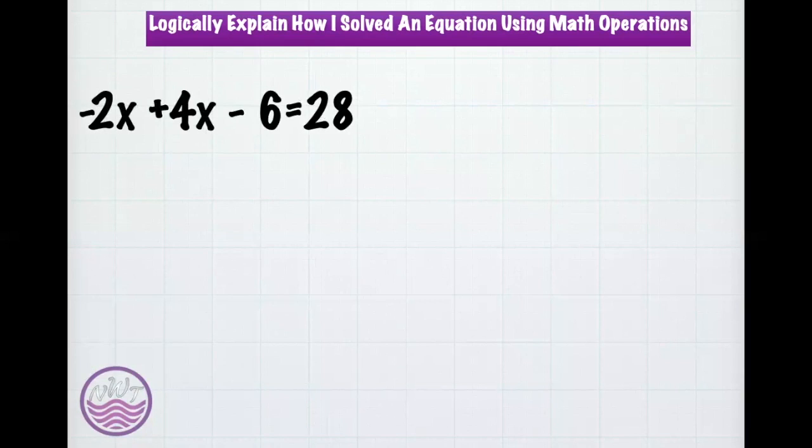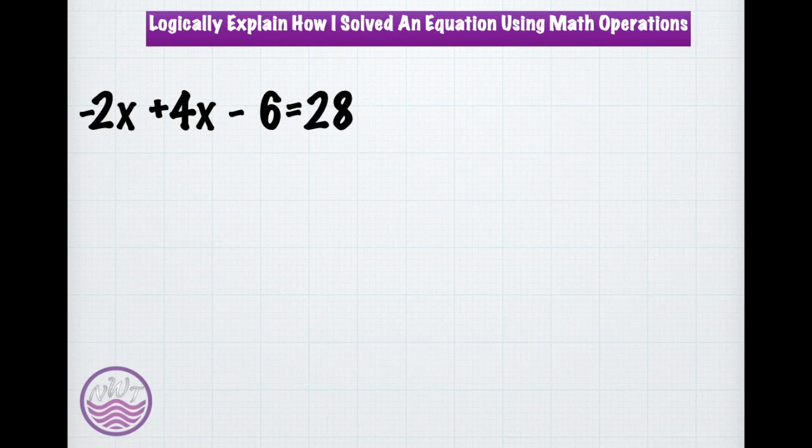Okay, guys, so our next question is -2x plus 4x minus 6 equals 28. So this looks a little different. There's no parentheses. We cannot add the 6 first. We have to identify before anything if there's anything that we can combine.